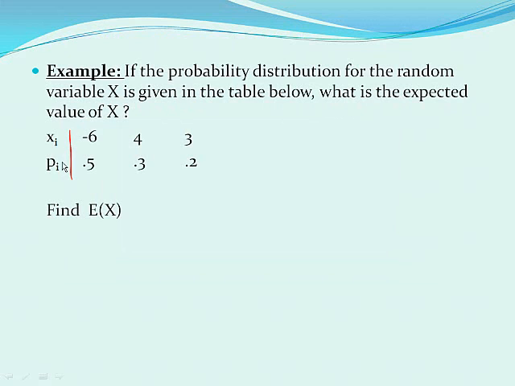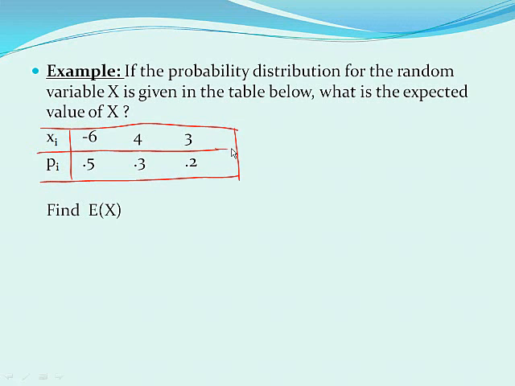So we have this discrete probability distribution. The first row is the set of random variable values. Second row is the corresponding probability. So in order to find the expectation of x, we need to use this formula. Expectation of x will be equal to sigma xi multiplied with probabilities pi.